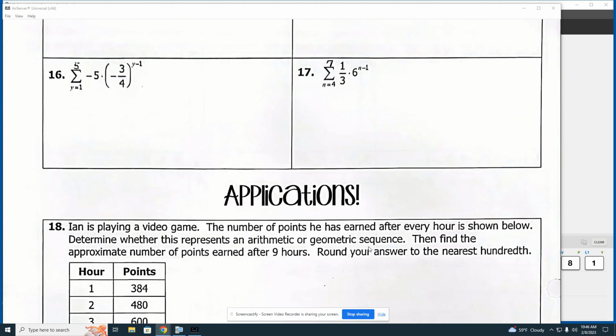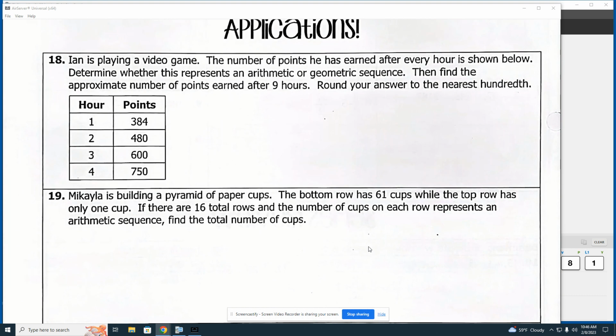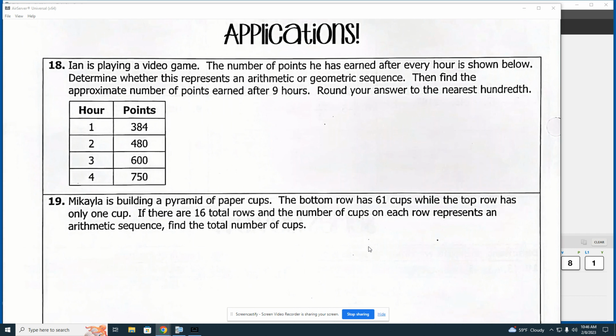We're going to skip all the way to the end, to the applications. So go to the back of your page. On your homework tonight, your applications are 18 through 21, as you can see. That's part of your homework assignment. All right? So, here's what we're going to do. We're going to determine whether these are arithmetic or geometric, and then based on that, we're going to solve the problem that it's asking.